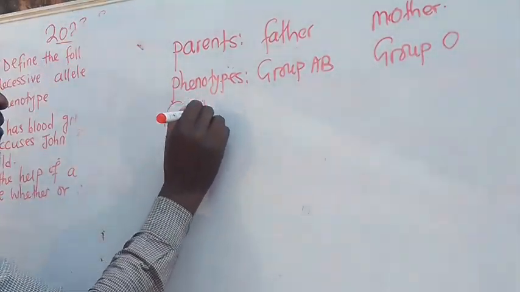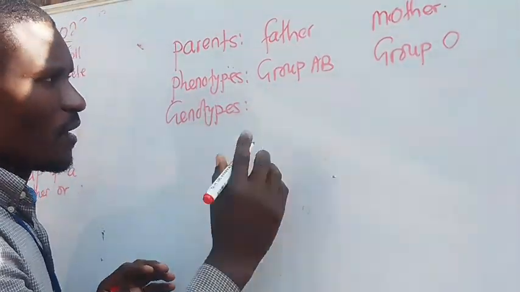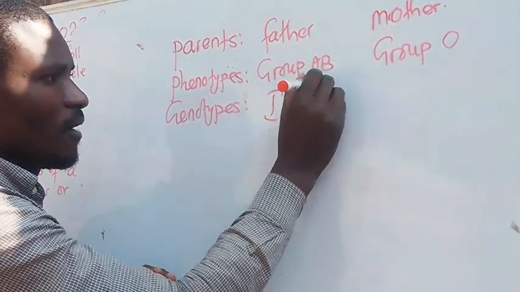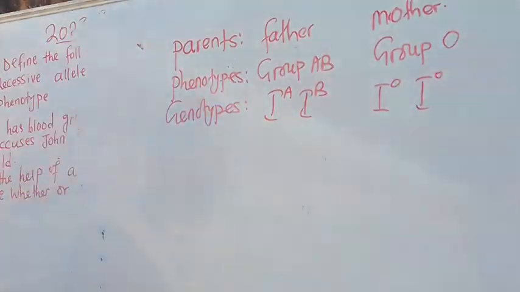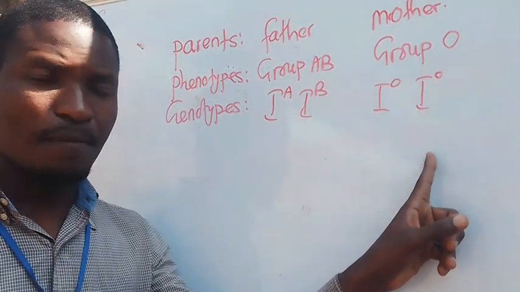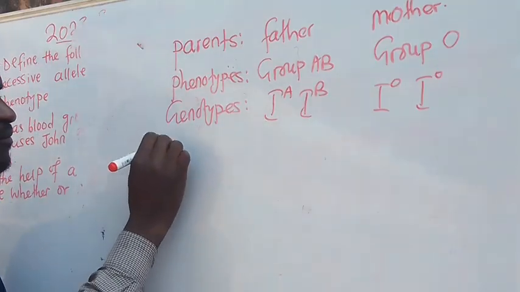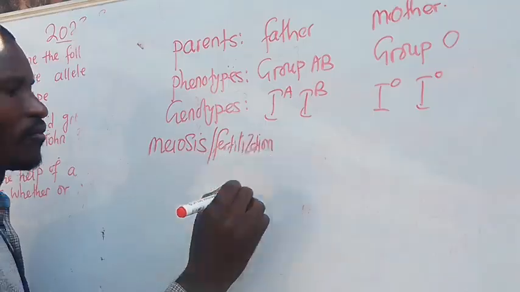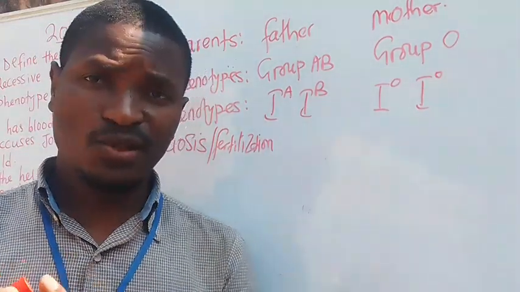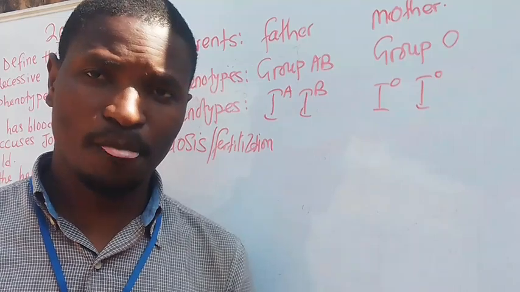And then the genotypes. Now we have to express this blood group AB using I. So this is going to be I^A, I^B, and then the mother's is going to be I^O, I^O. So these are the genotypes. And from there, this part is what we call meiosis as well as fertilization. Either way is just correct.